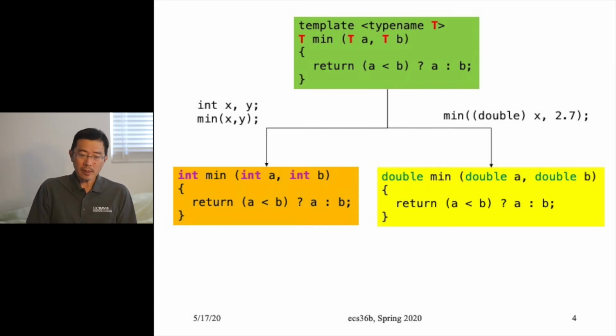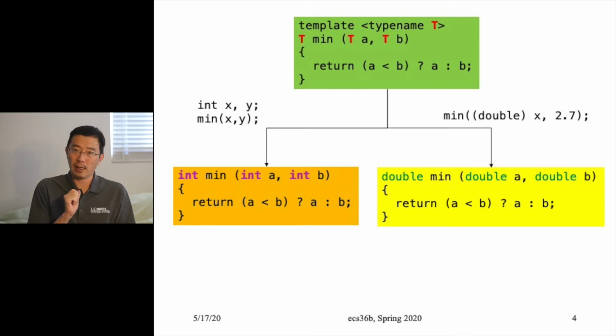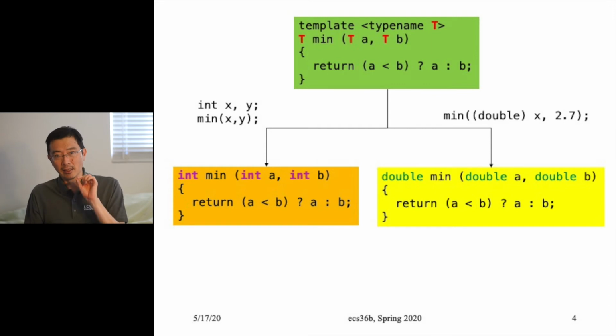Okay, all right. Similarly, let's look at the right side. If you call min with double, in this case, I'm even casting x, which is an integer, as a double. So the compiler will say, okay, the first argument is a double. The second argument is also a float or double. Okay, I will match that template, but this time the template type name T is going to be double.